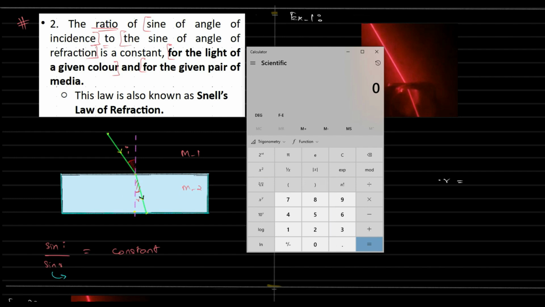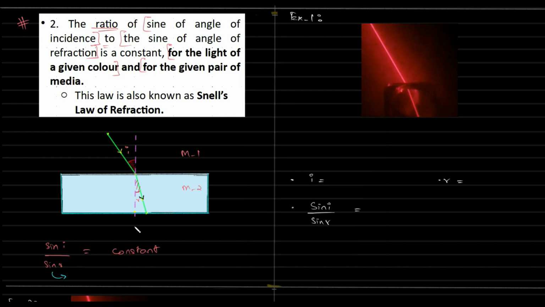Let me show you guys an example that what we're talking about is actually true. We'll be taking up the practicals which we have done and looking into these values. All this law tells us is that if I fix the color of the light, which is also important, and the media, then the ratio of the sine of the angle of incidence to the sine of the angle of refraction will always be a constant.